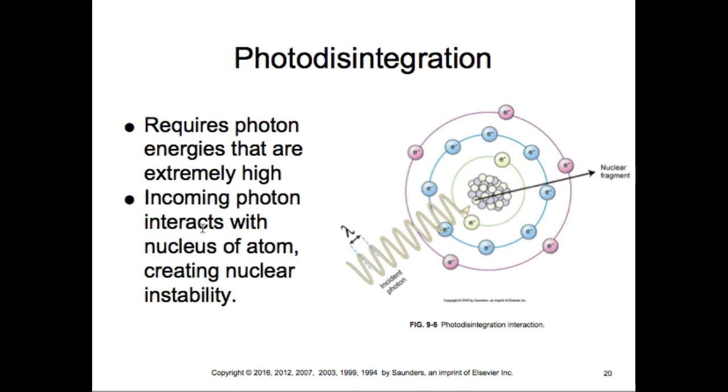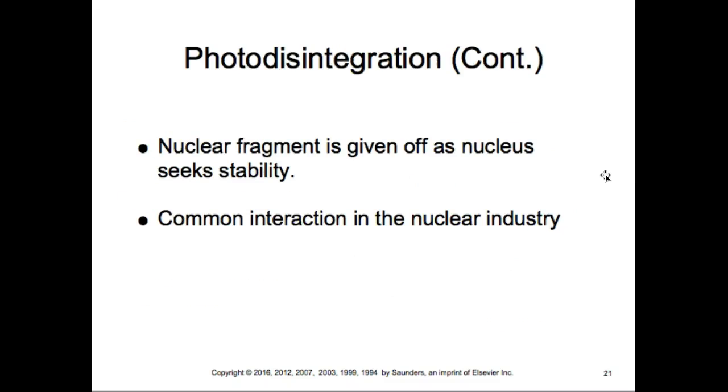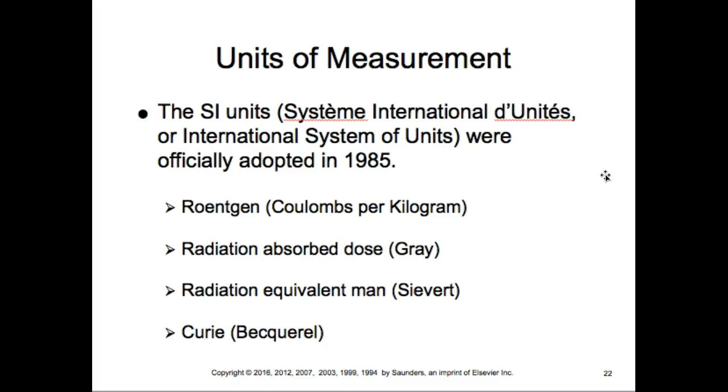Okay, photodisintegration. It requires photon energies that are extremely high. The incoming photon interacts with the nucleus of an atom, creating nuclear instability. So this is also radiation therapy levels. It comes in and you get a nuclear fragment out. Not good. So a nuclear fragment is given off by the nucleus and seeks stability. So these are common interactions in the nuclear industry.